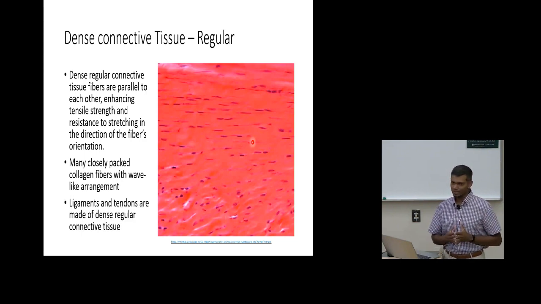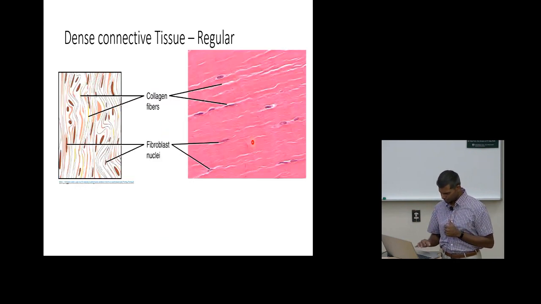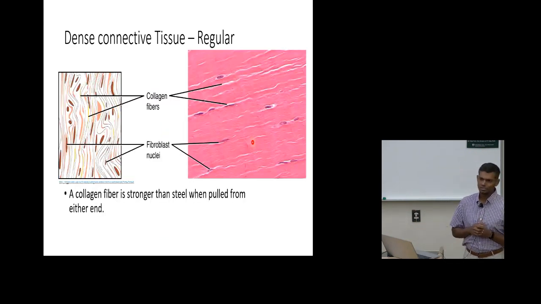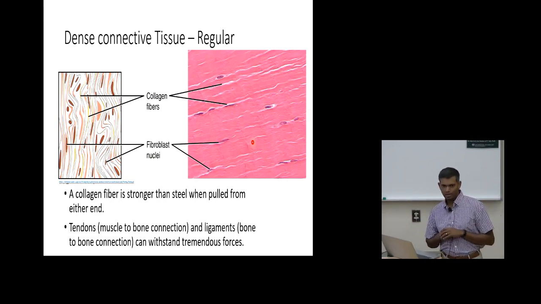And so you would find them in ligaments which connect bone to bone, or you would find them in tendons which connect muscle to the bone. And just to tell you how strong collagen is, if you were to look at steel of the same diameter and pull it lengthwise, collagen is definitely stronger. And so when you think about muscle contraction, if there is going to be an uncontrolled muscle contraction, it is more likely that the bone will break rather than the tendon or the ligament snapping through. So that's the level of strength offered because of this dense connective tissue.